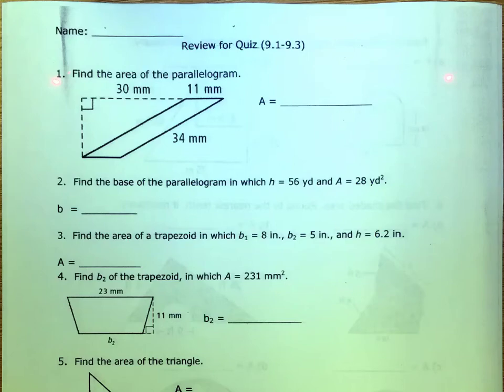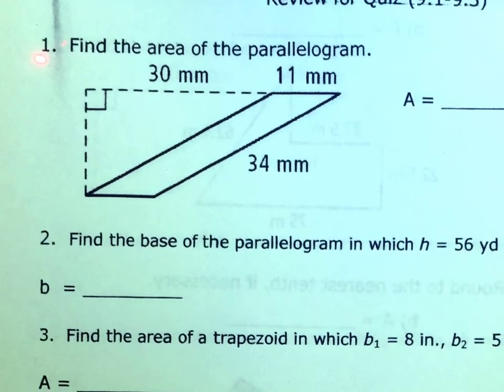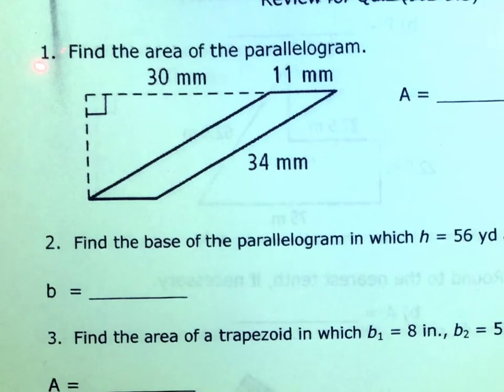Okay, so in problem number one more time, the area of a parallelogram, the formula is A equals base times height. And I don't know what the height is. This is the height, and that's missing. The height and the base are perpendicular. That's how you know which is the height.